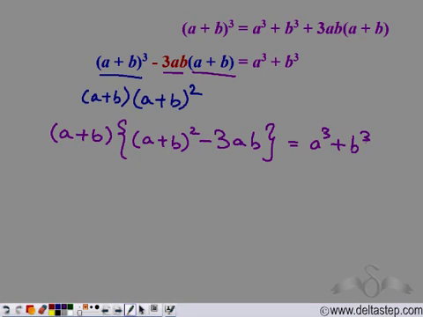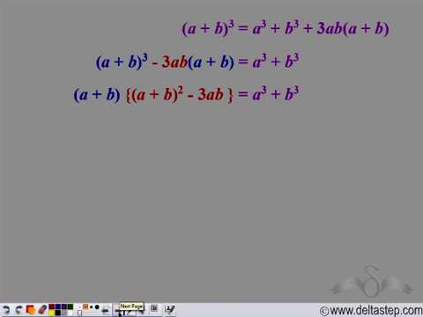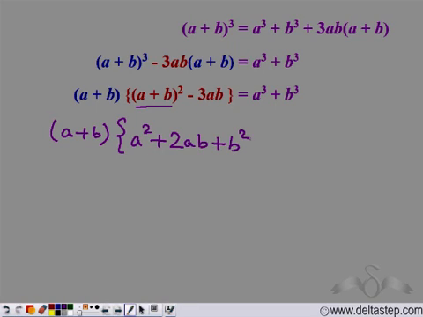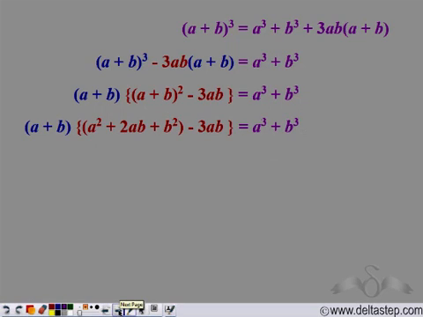You can expand it and check that we get the same thing. A plus b is multiplied with each of these. So this is what we have. Now we have learned this identity, a plus b whole square. So let us use this identity. It is a square plus 2ab plus b square, and then we have a minus 3ab. This is equal to the right hand side, which is a cube plus b cube. So this is what we have.